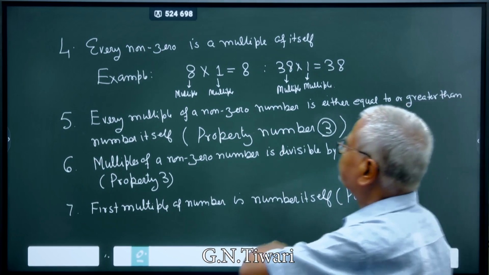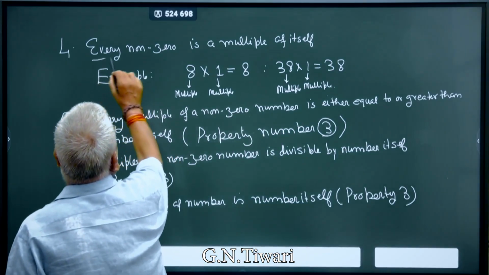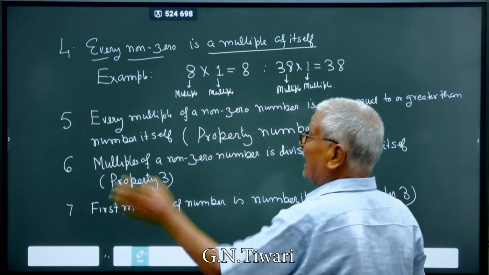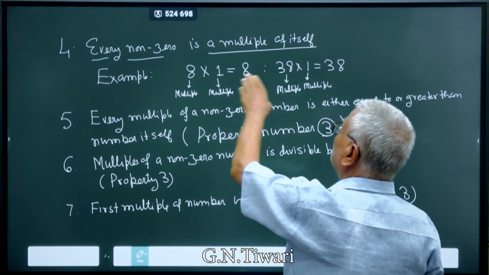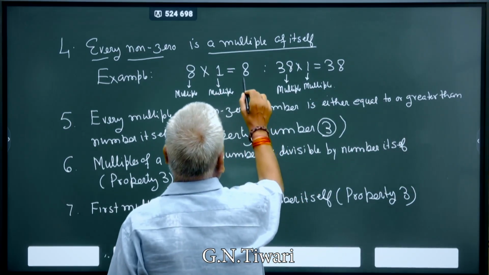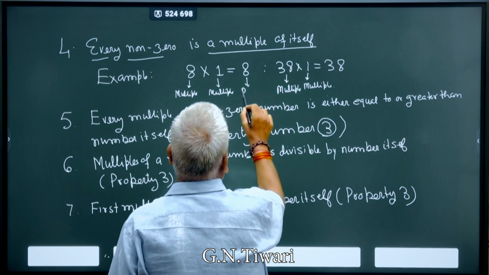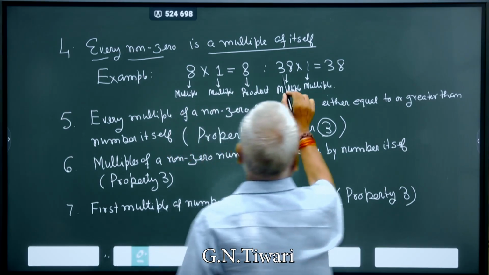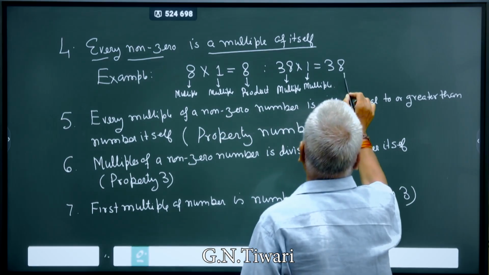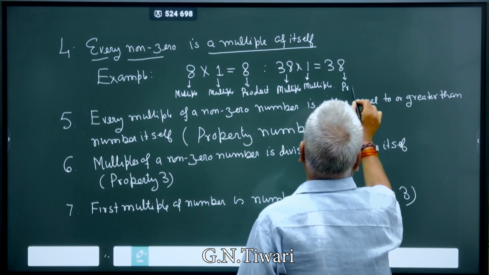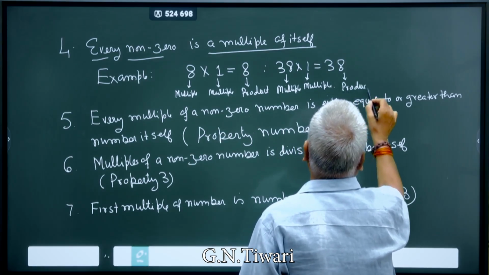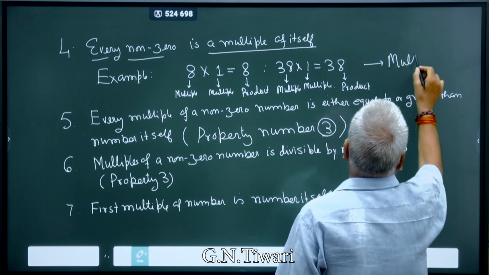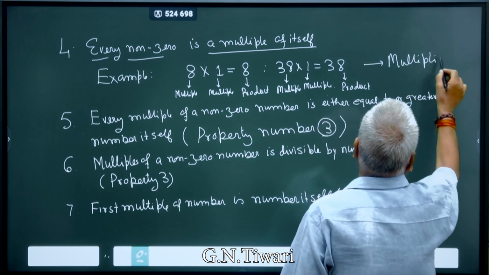Now just see, fourth, every non-zero number is a multiple of itself. 8 into 1 is equal to 8. This is the product. This is 38 into 1. This is also a product. So this you can say is the multiplication fact.